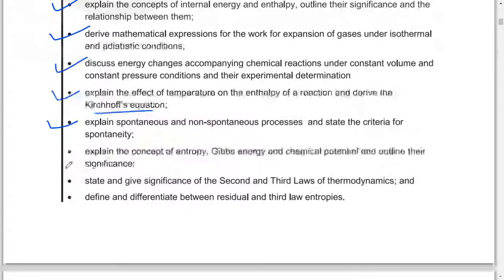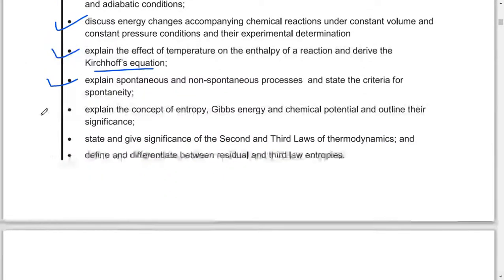Explain spontaneous and non-spontaneous processes and state the criteria for spontaneity. Explain the concept of entropy, Gibbs energy and chemical potential and outline their significance. State and give significance of the second and third laws of thermodynamics and define and differentiate between residual and third law entropies.